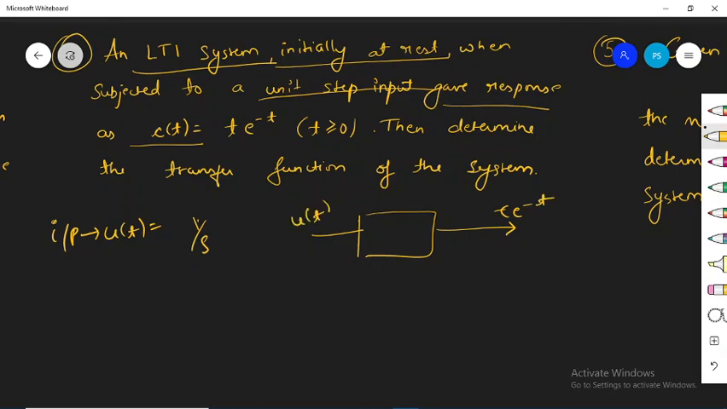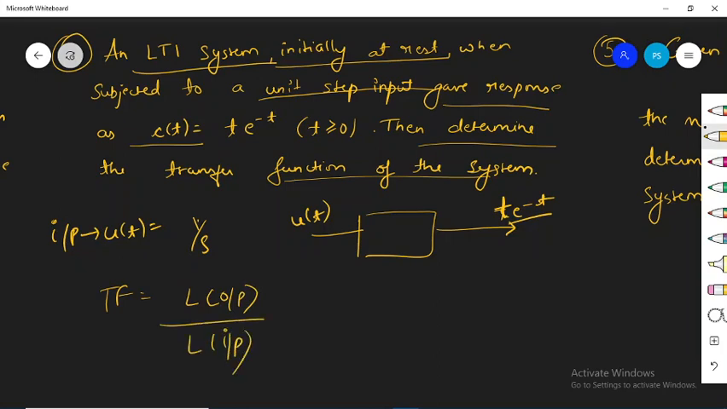When you are applying input as u(t), then the output that you are getting is t e to the power minus t. Then you have to find out the transfer function of the system. This one is a pretty simple question. You know that transfer function is defined as the Laplace of the output divided by Laplace of the input. Output is given to you, input is given to you, you can easily solve it.